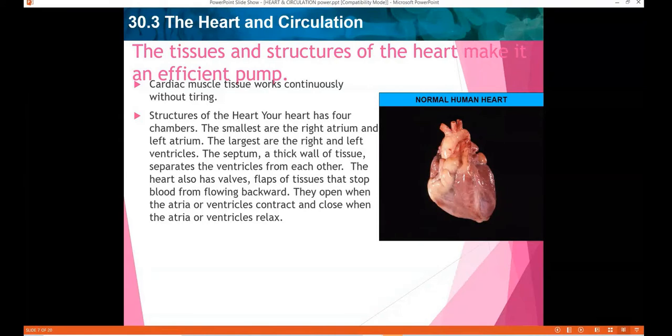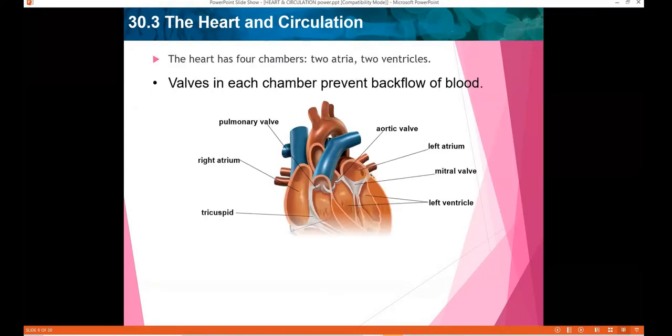So you have a pulmonary valve and also the aortic valve which stop the backflow of the blood, and they open when the atria or ventricles contract and close when the atria or ventricles relax. So this is the basic structure of the human heart.